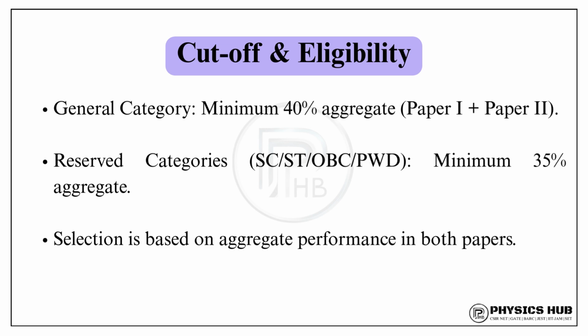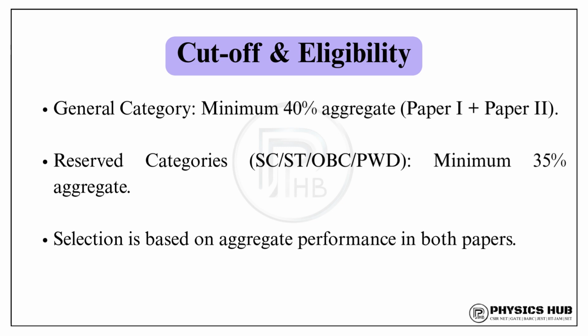For qualifying KSET exam, for general category, minimum 40% of paper 1 and paper 2 means out of 300 marks, you must score 120 marks. This is not a cutoff. Cutoff varies each year and depending on subject and category.